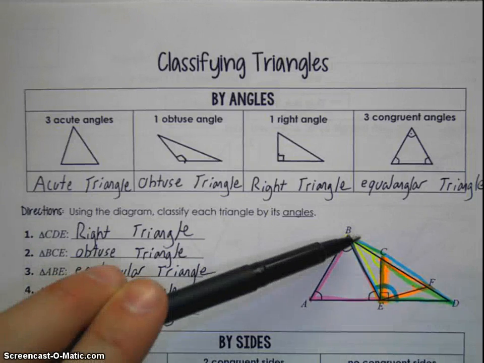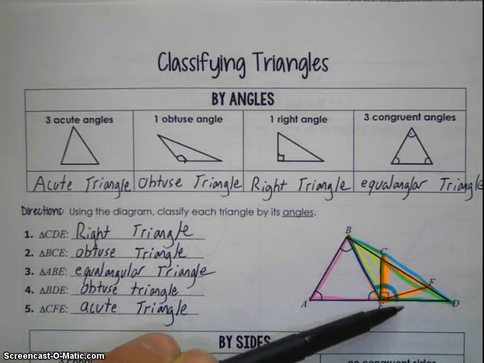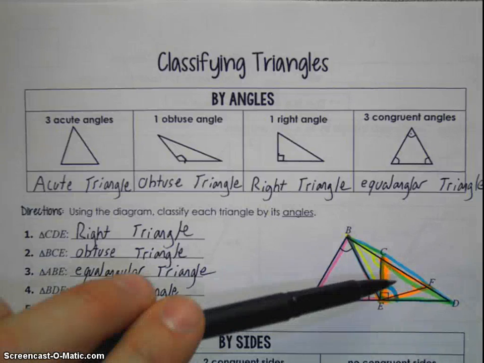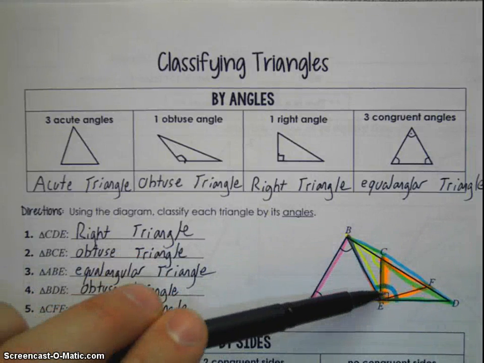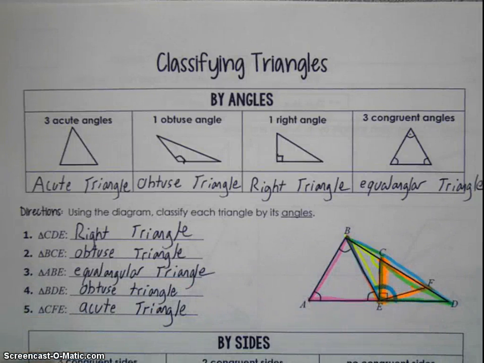BDE has one obtuse angle, making it an obtuse triangle. CFE, all three angles inside are less than 90, making it an acute triangle. Alright, so that's classifying triangles just by their angles.